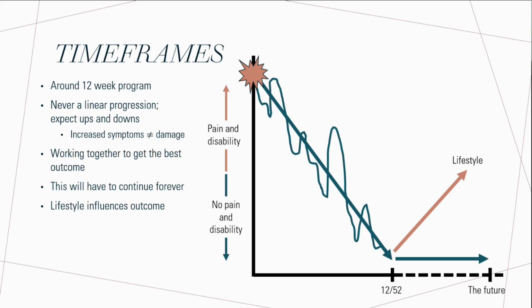So if you're looking at this graph to the right, you can see we have an arrow descending down. That would obviously be our ideal trajectory for your recovery. We would love to see it be a perfectly linear recovery, but it's really going to be more like that squiggly line. You're going to see flare-ups and little setbacks along the way. That's all completely normal.